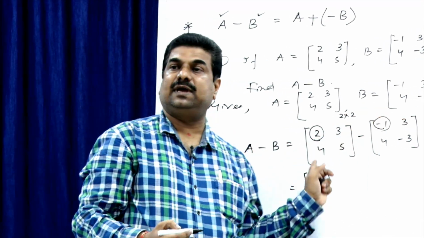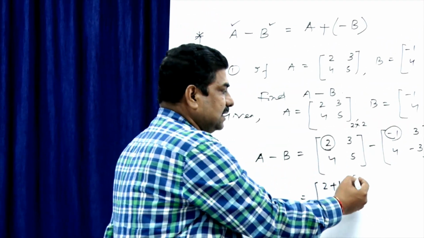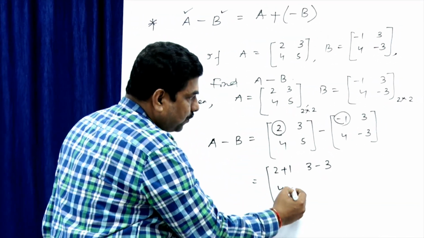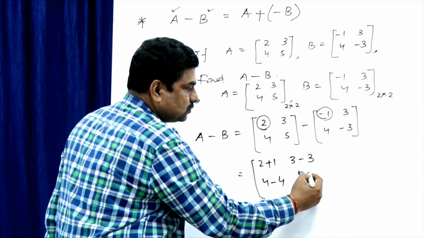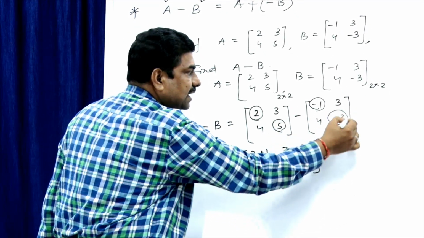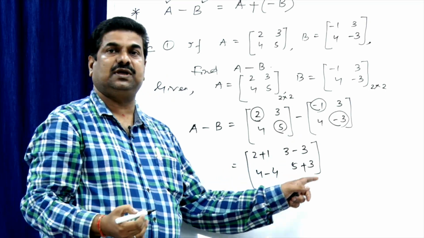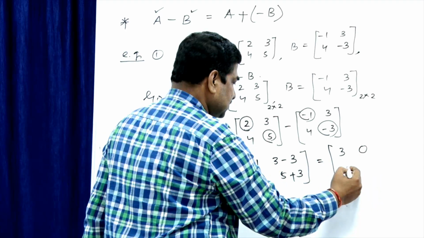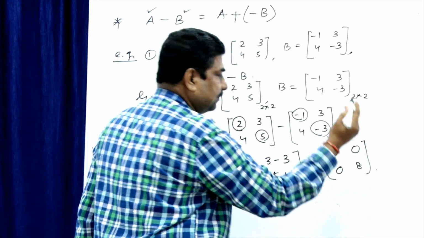Minus of minus 1 is plus 1. Next one is 3 minus 3. In the second case, you see 4 minus 4 and this one will be 5 plus 3. 5 minus of minus 3 is equal to plus 3. So, this is equal to 3, 0, 0 and 8.